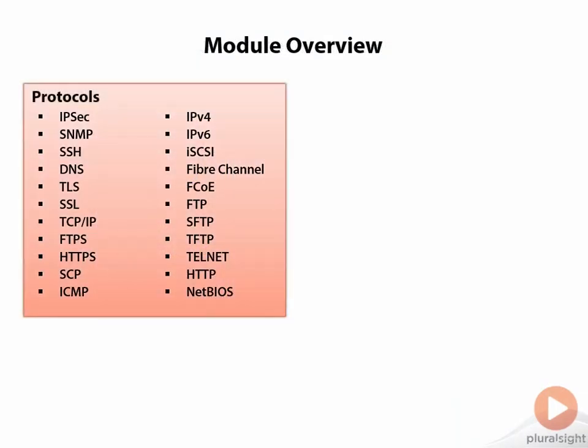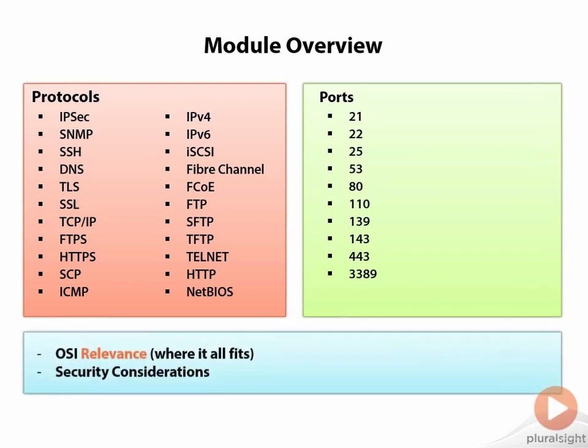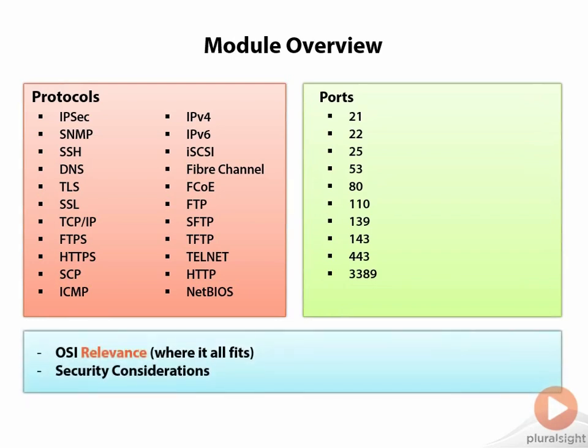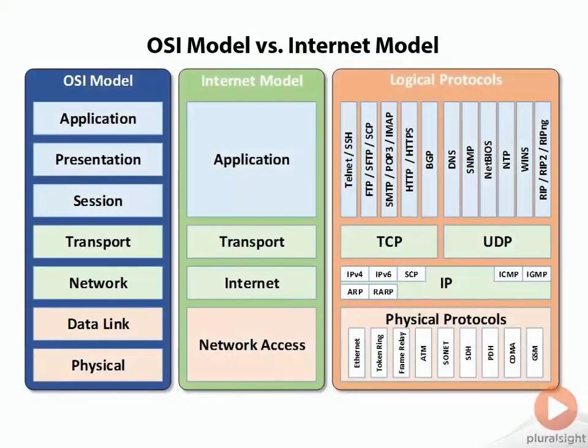Okay, so we have some protocols to go through. We have a number here that I won't read out piece by piece; we'll go through them as we go. But understand that we have protocols that we need to understand. We have ports that we need to understand, where they fit, what protocols use what ports, the common, well-known ports. And then we'll also talk about the OSI relevance, as I mentioned, where it all fits, and the security considerations. All right, so let's go ahead and start off with a little bit of background on the OSI model versus the internet model, for those of you who may or may not be familiar with it already.